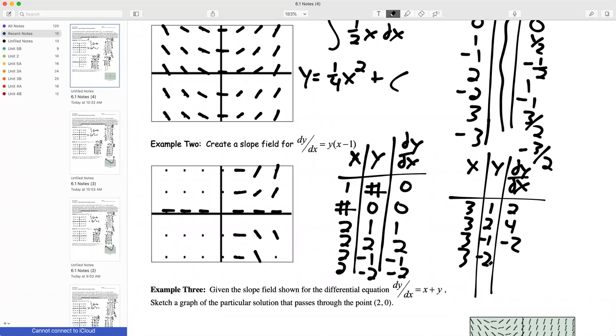So 3, -2 is going to give me a slope of -4. Make sure you do the y-axis also. Don't forget those.